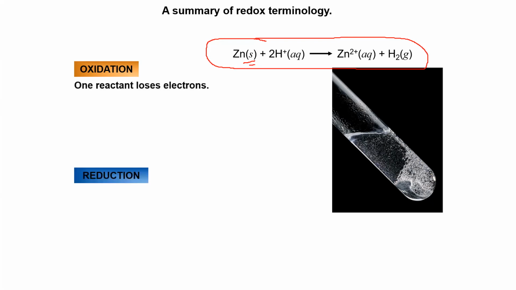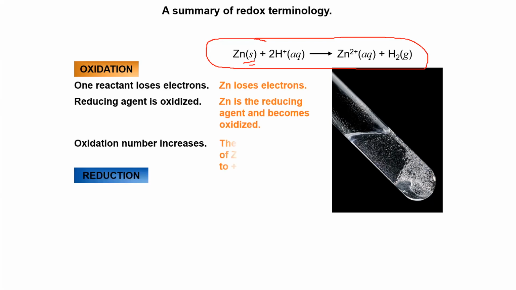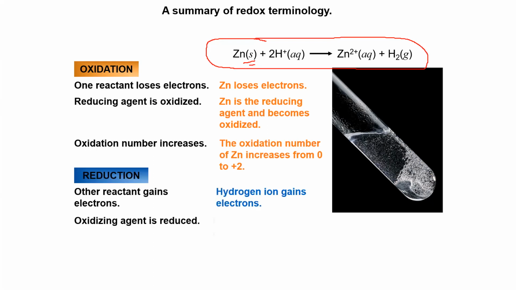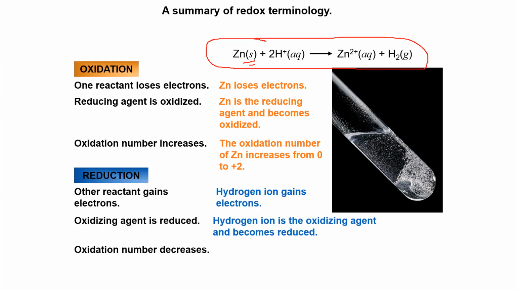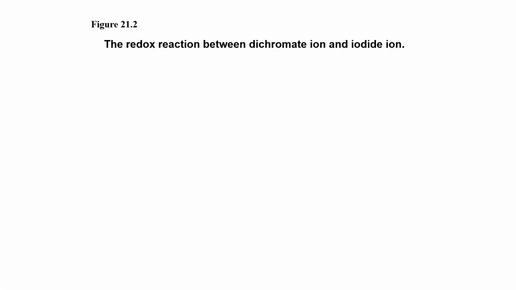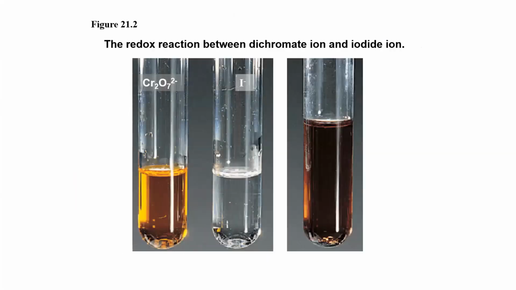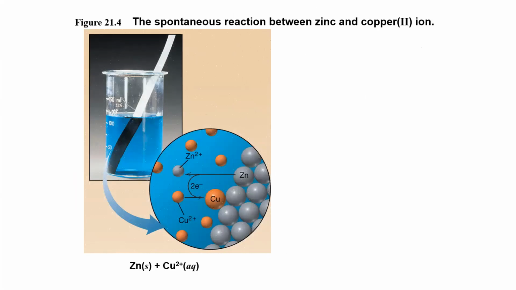So a reduction is, in this case, hydrogen gaining electrons. And you get some pretty colors out. You should be able to know what's happening up at the molecular scale. So know molecular scale. I think everybody's pretty good with that.